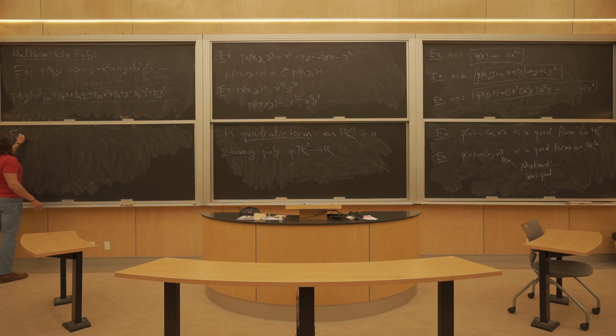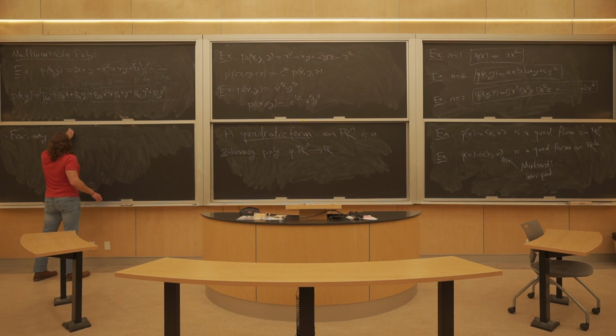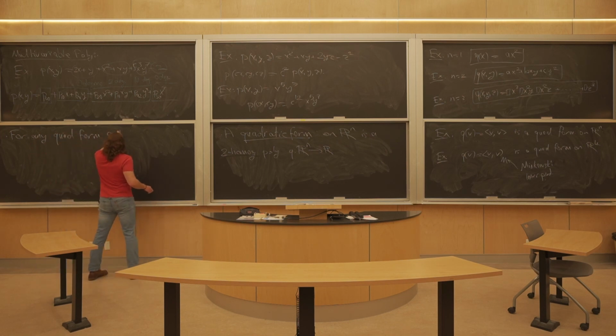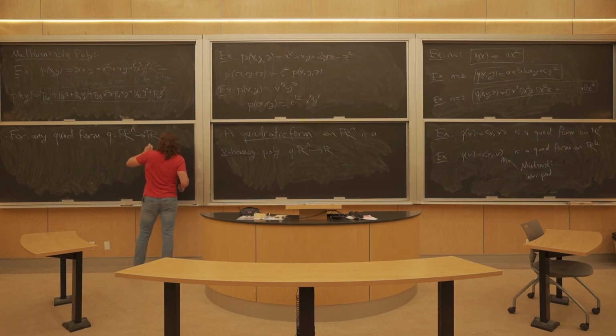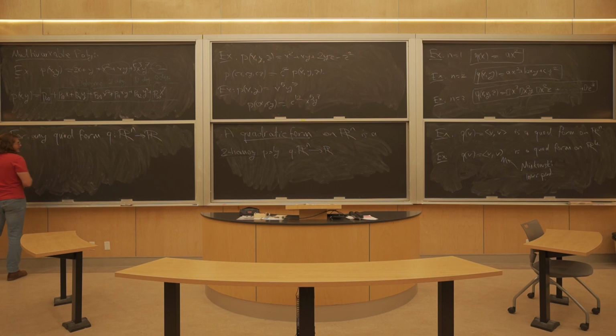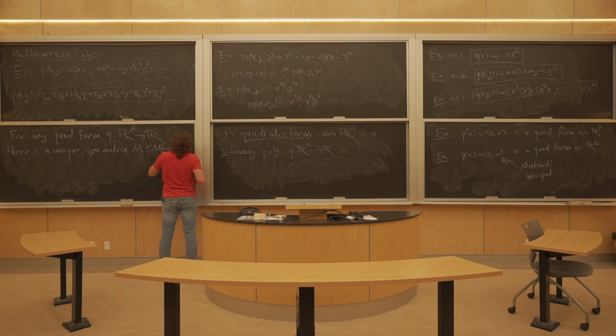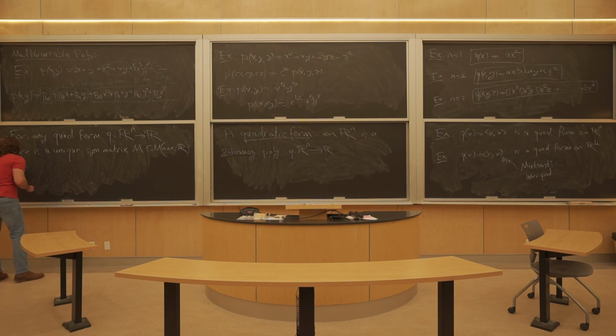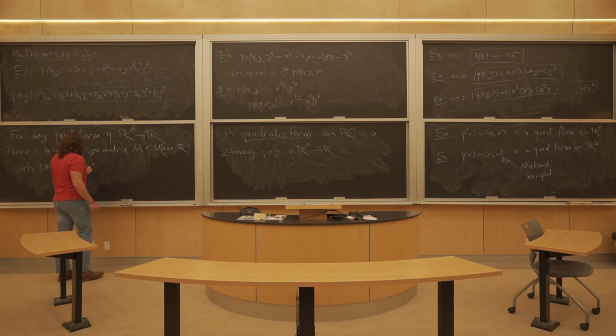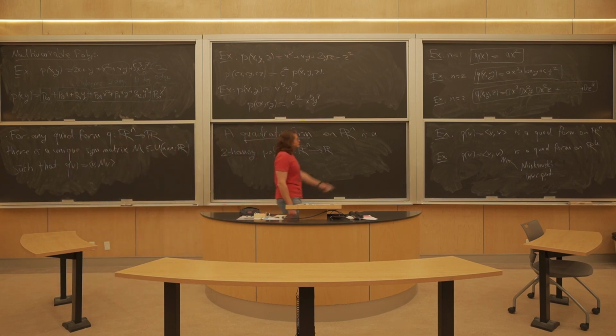So for any quadratic form on Rn, there is a unique symmetric matrix of dimensions n by n, such that Q of v really is v against M of v. How come? Well, let's just look at that situation.